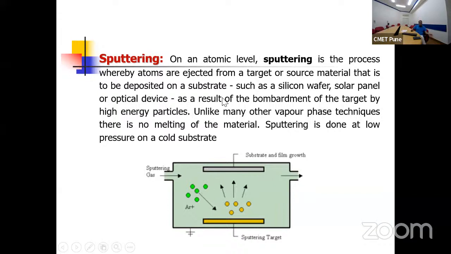As a result of bombardment of the target by high energy particles, like many other vapor phase techniques, there is no melting of the material. Here, melting is not there, but by the collision of argon ions, the material is removed from here and then that deposits. Deposition is done at low pressure, on a cold substrate, or you can deposit on a heated substrate also.